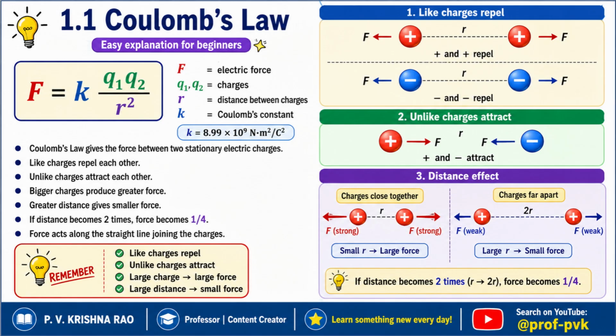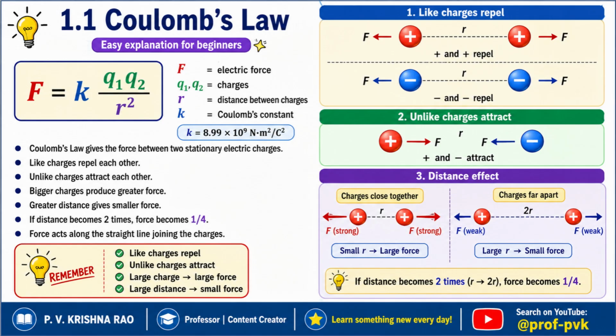That you should remember. To conclude, Coulomb's law gives the force between two stationary electric charges. Like charges repel each other. Unlike charges attract each other. Bigger charges produce greater force. Greater distance gives smaller force. If distance becomes two times, force becomes 1 by 4th. Force acts along the straight line joining the charges.